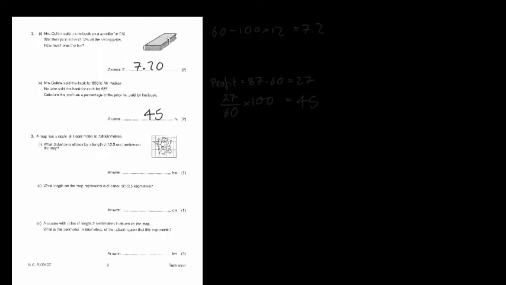Okay. A map, so this is a slightly random question, but hey, a map has a scale of 1 centimetre to 2.5 kilometres. What distance is shown by a length of 12.5 centimetres on the map? So 1 centimetre to 2.5 kilometres, so 12.5 centimetres is going to be 2.5 times 12.5, which is 31.25 kilometres.